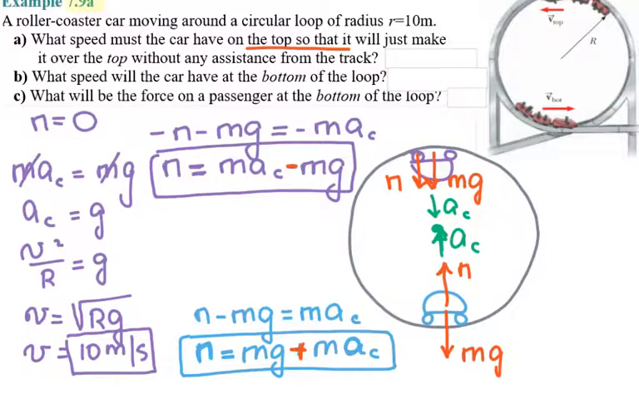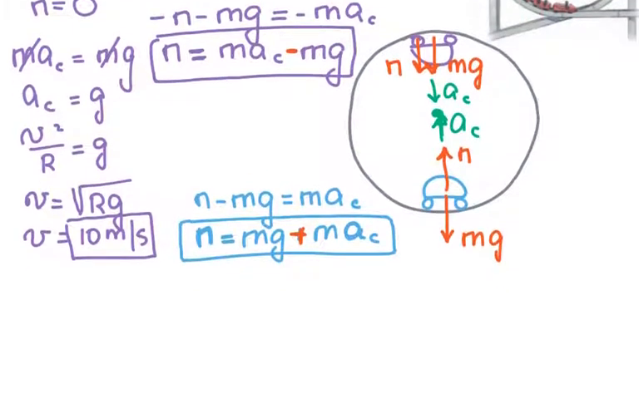And then for the bottom one, the speed the car will have at the bottom of the loop. So now I have to do the same for the bottom of the loop.